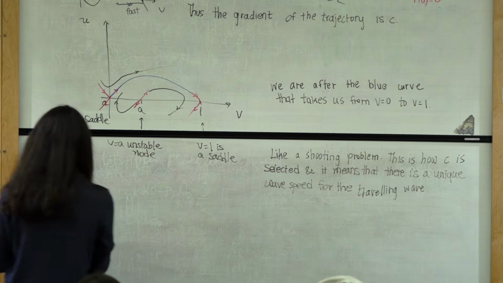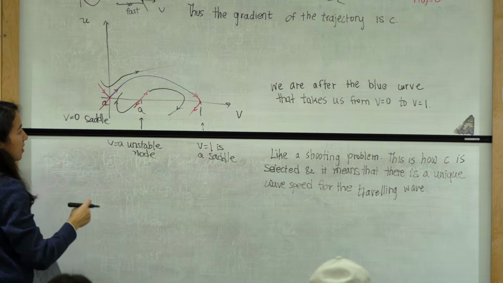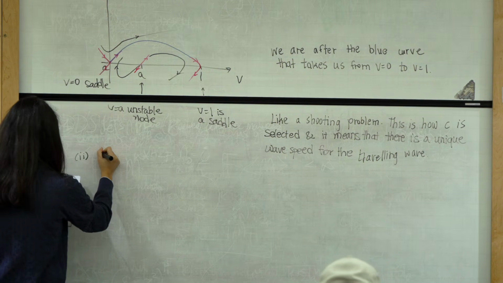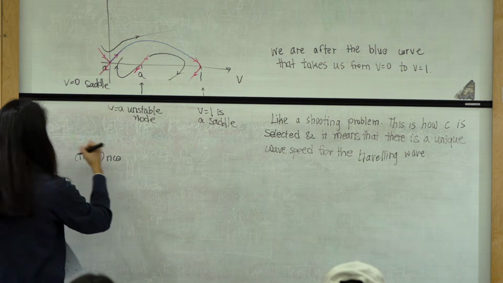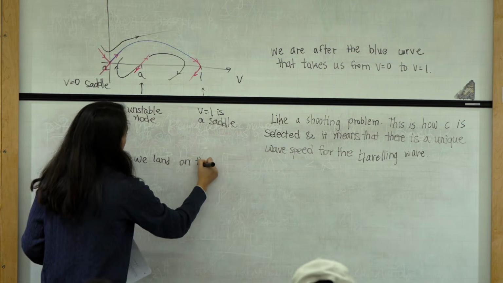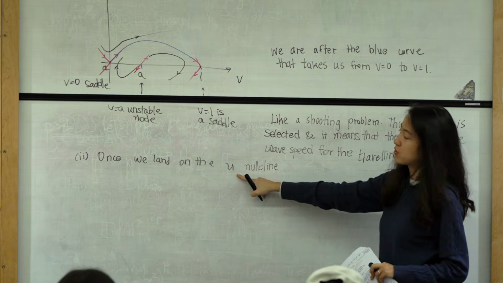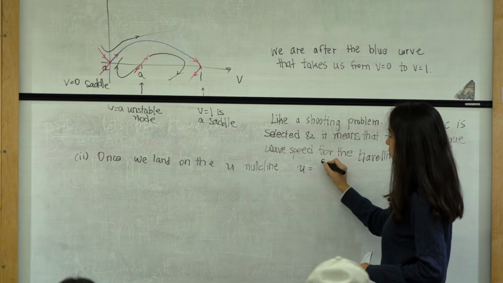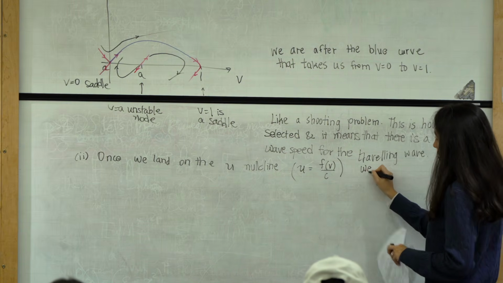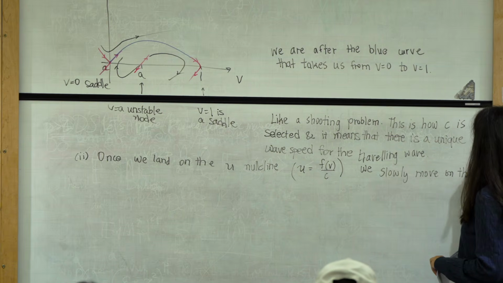Okay, so from this now, I'm going to go to the second region. So this is like a fast phase basically that takes us from 0 to 1. Now the next thing I will do is a slow phase. Once we land on the null cline that I mentioned a second ago, on the U null cline, and remember that was from setting U prime equal to 0, so I knew that U is equal to f of v divided by the wave speed, we slowly move on this null cline.